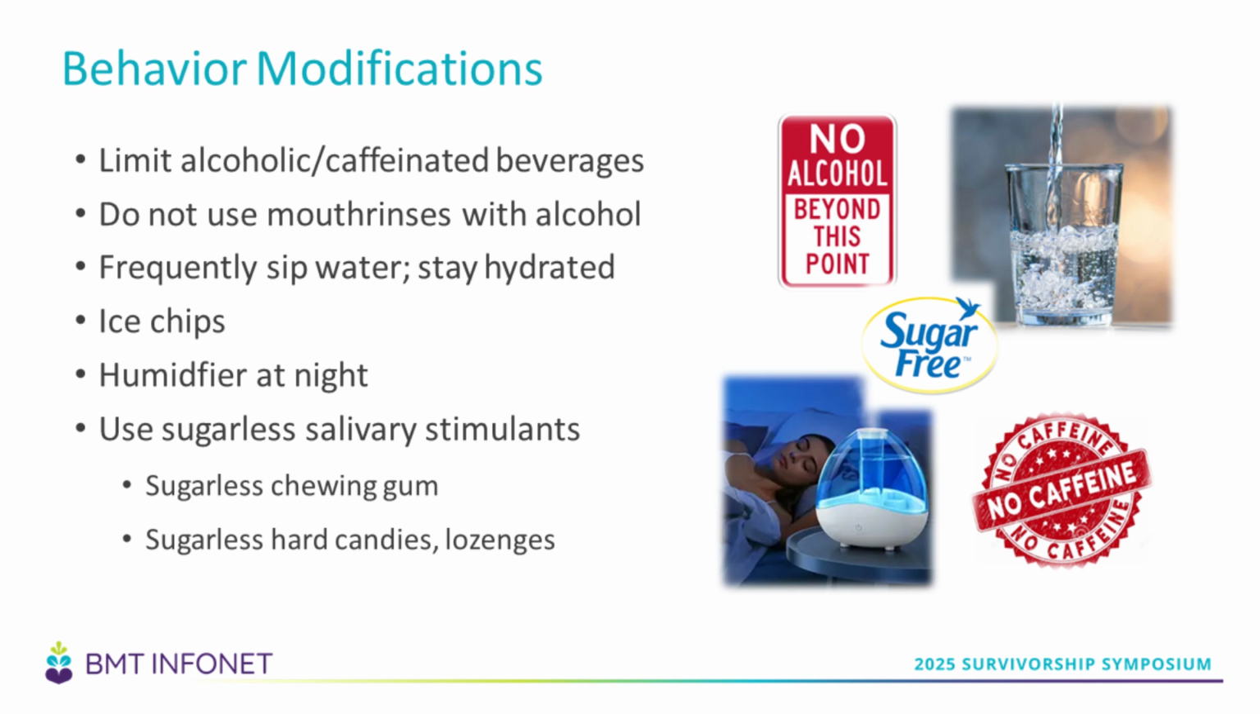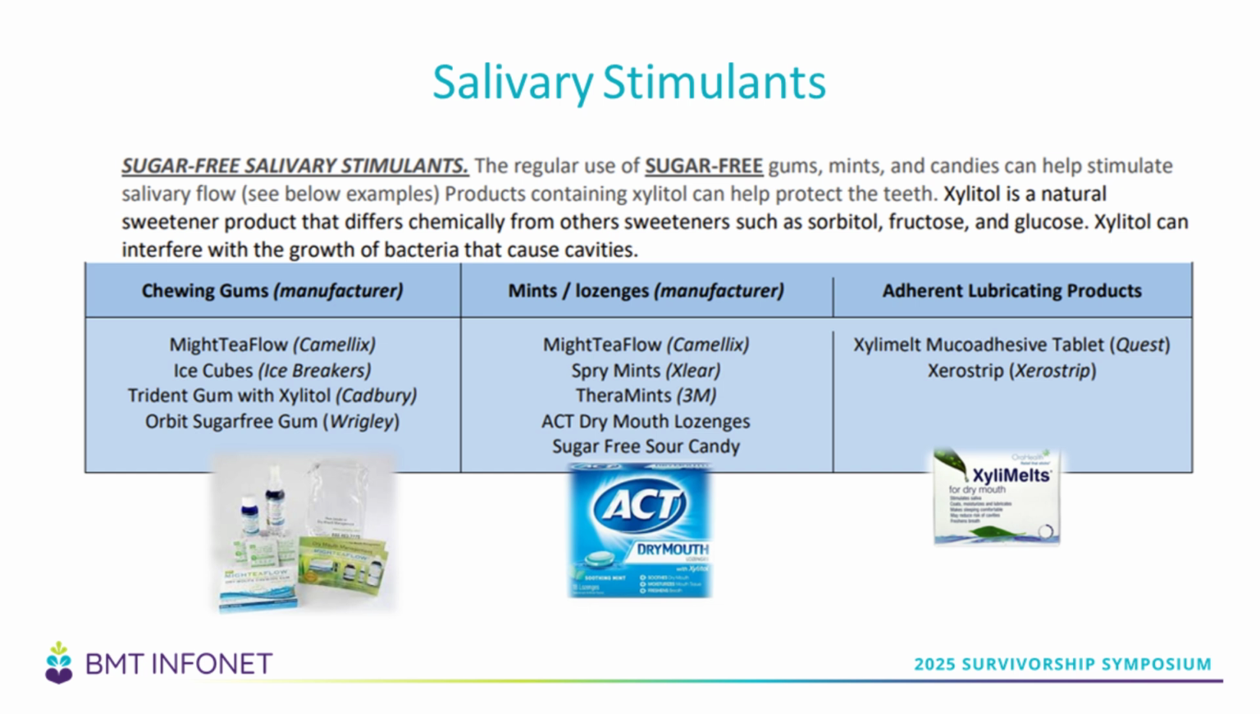Sucking on ice chips. People complain about dryness at night, using a humidifier to keep the air more moist. And then any sort of sugar-free stimulant, salivary stimulant. What do I mean by a stimulant? That means anything that's going to essentially trick your spit glands into thinking they need to make saliva. So chewing sugar-free gum, sucking on hard candies that are sugar-free or lozenges. Some of these other salivary stimulants, this is the list of patient-recommended salivary stimulants that we use commonly.